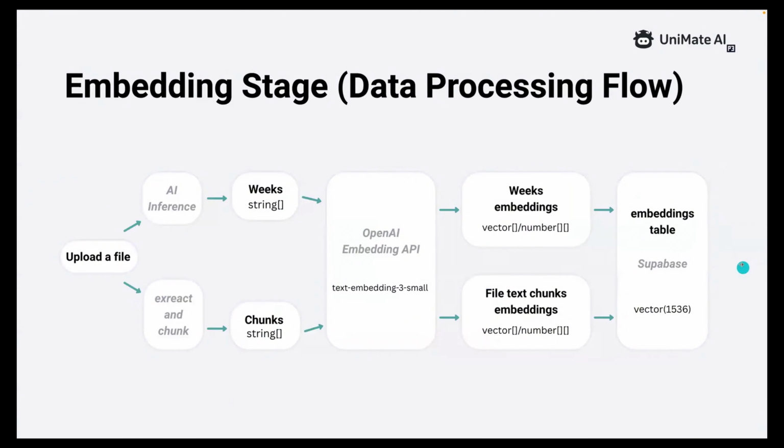Now, back to our project. The embedding stage takes place when a user uploads a file, just like what you saw in the live demo. We extracted two data sources, AI-generated weeks information and raw file text. The text is split into smaller chunks using LangChain text splitters, and each chunk is embedded through OpenAI's embedding API into a vector, essentially a list of floating point numbers. These vectors are stored in Supabase using the vector 1536 data type, which perfectly matches our embedding dimensions.